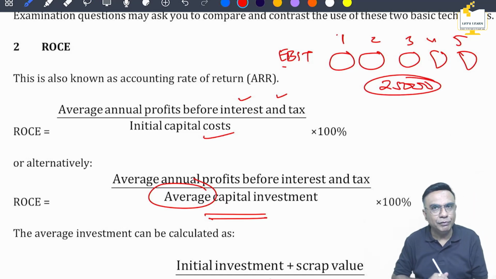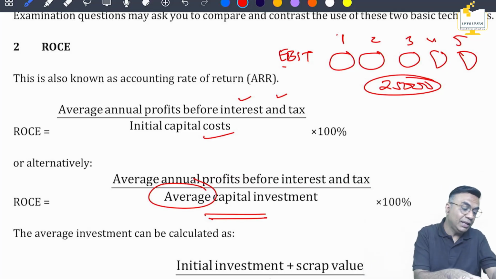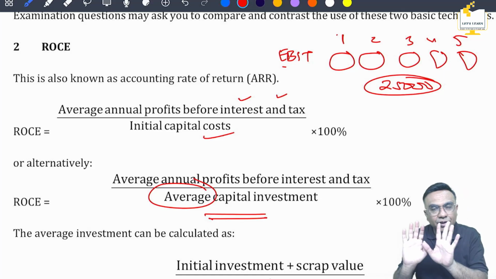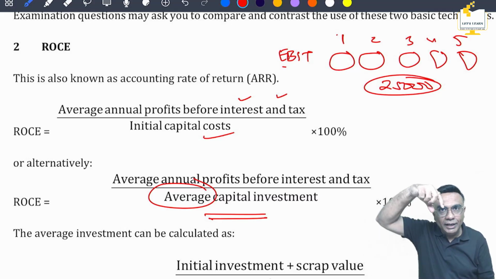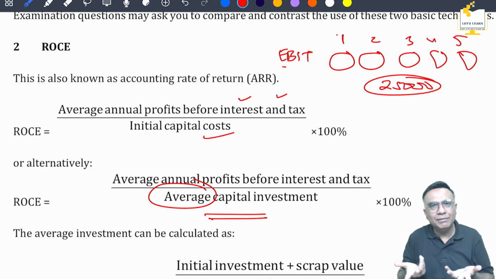Average profit before interest and tax is 25,000. Now what we want to do is find out the average return in the coming 5 years from the project, right? In the numerator, we are taking the average profit. Then in the denominator, you should take average investment.